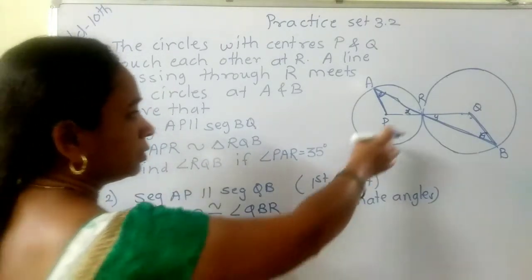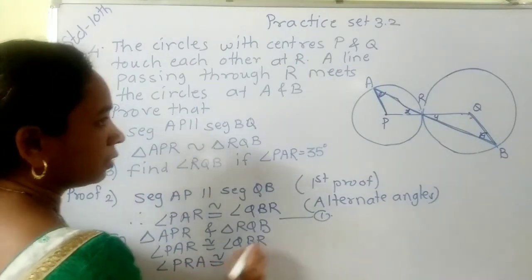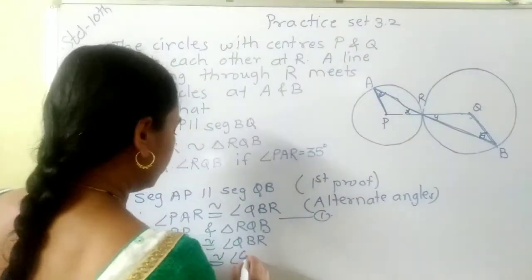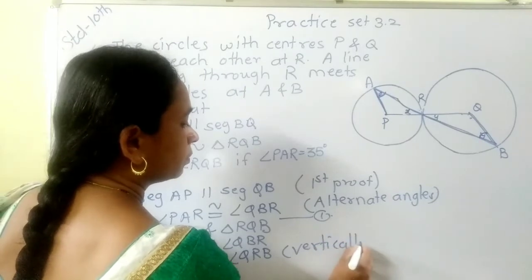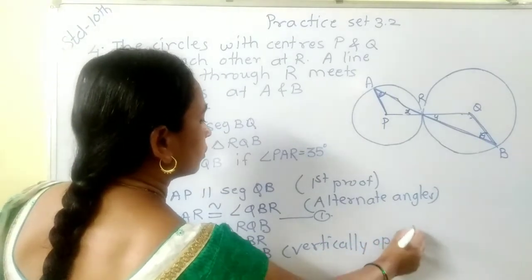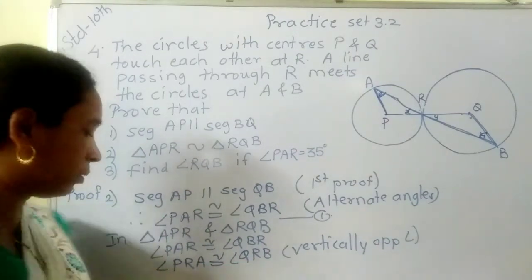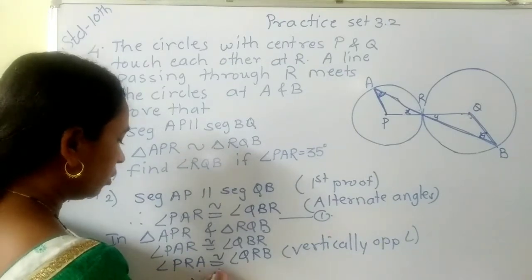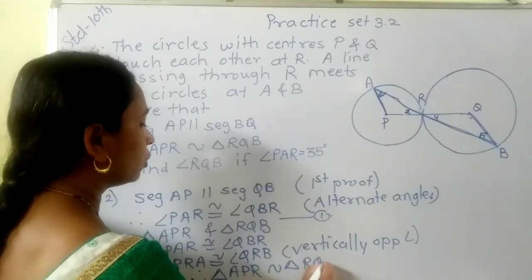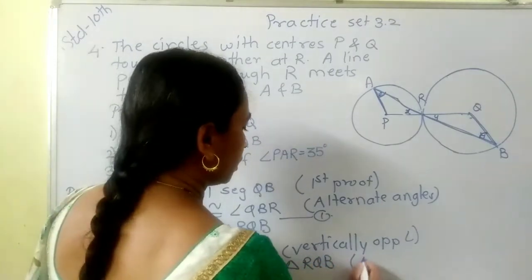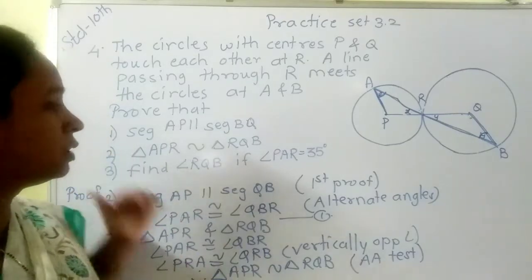And another angle, this angle PRA, congruent with this angle QRB. Here the reason is vertically opposite angles. If I prove those two pairs of angles are congruent, therefore triangle APR is similar with triangle RQB. Reason for this is the AA test. In this way, we have proved the second proof.